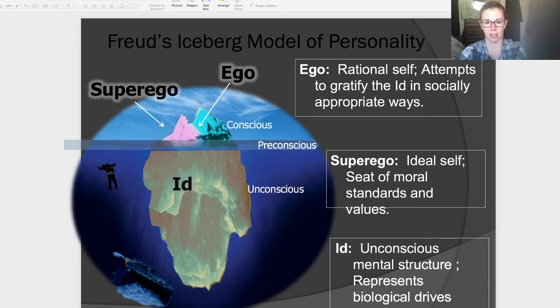And so the id is that unconscious structure. You can see that the next part of the iceberg is the ego. The ego is a little bit in the pre-conscious, but mostly in the conscious. This is stuff that we're aware of. The ego is your rational self, and it attempts to gratify the id in socially appropriate ways. You can think about these things as part of your personality and also part of your development. So Freud hypothesized that the id was the first thing you're born with. You're born with just an id. You just have basic biological drives, really nothing else.